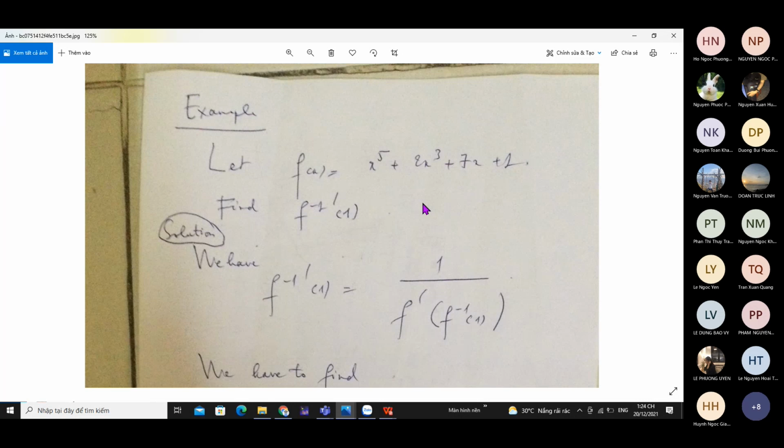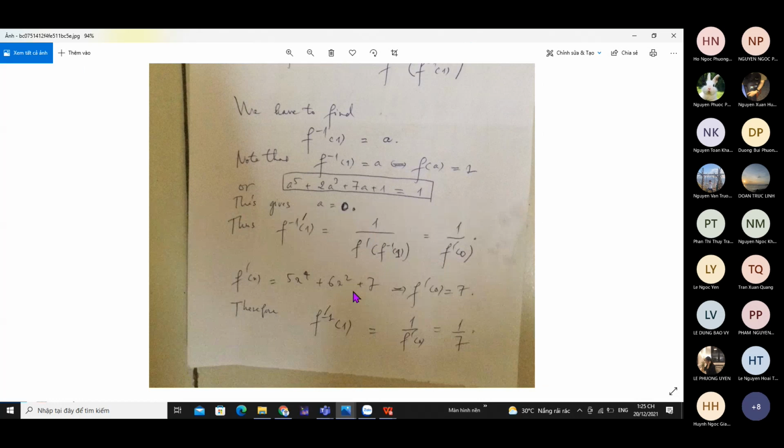Here you see, I just write down the above formula again, in which x is just 1. The derivative of f inverse at 1 equals 1 over the derivative of f at f inverse of 1. You have got the function f, it's just a polynomial. You can evaluate f prime of x easily. Here, f prime of x of course gives you 5x to the 4 plus 6x squared plus 7. It's so easy.